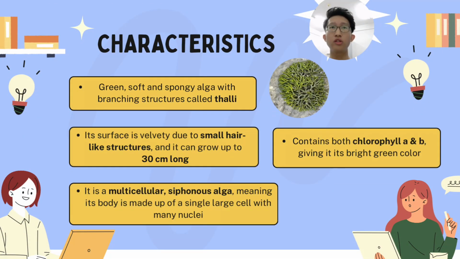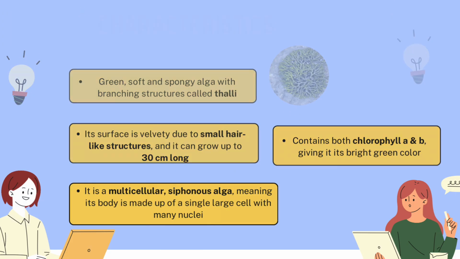Now we're moving on to the characteristics of Codium fragile. Codium fragile is a green, soft and spongy alga with branching structures called thalli. It contains both chlorophyll A and B, giving it its bright green color. Its structure is velvety due to small hair-like structures, and it can grow up to 30 cm long. It is a multicellular siphonous alga, meaning its body is made up of a single large cell with many nuclei.